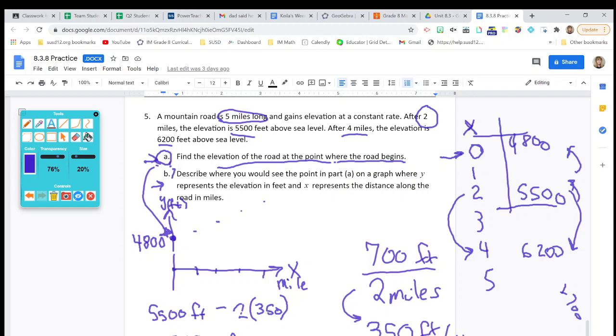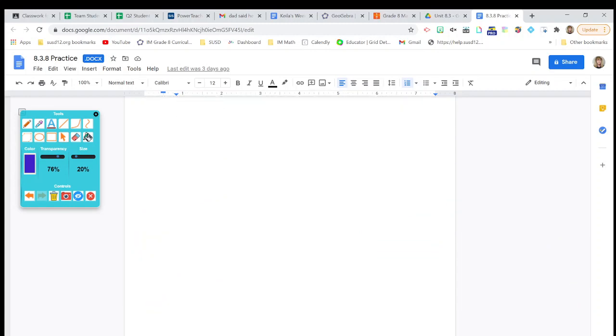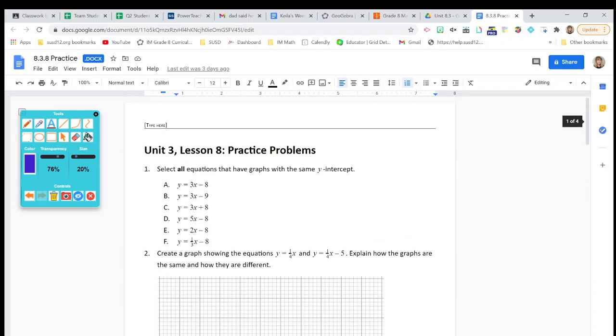Okay, so please answer B. Where would you see the point? You will see that point here, the y-intercept on the graph. That is where x equals 0 and y equals 4,800. Okay, good job, guys. Now, I didn't write the answers for you. You have to write the answers and have it make sense on your paper when you turn it in. Go ahead and pause the video back where I had those written down. And then, good job. You have finished this assignment and you're ready to turn it in.